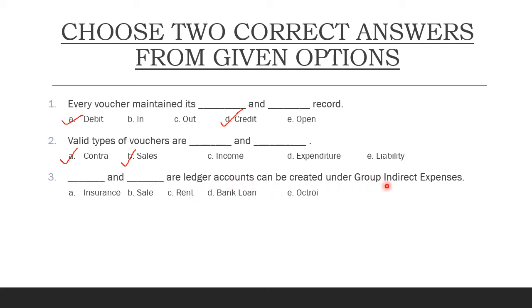Dash and dash are ledger accounts that can be created under group indirect expenses. Now, what type of ledger accounts can be created under group indirect expenses? Which are indirect expenses? See, insurance and rent. You are paying rent monthly, right? Insurance is also paid monthly or quarterly. You're not paying the insurance daily. Rent is also the same way, monthly. So these two are the indirect expenses. Okay, so next question.